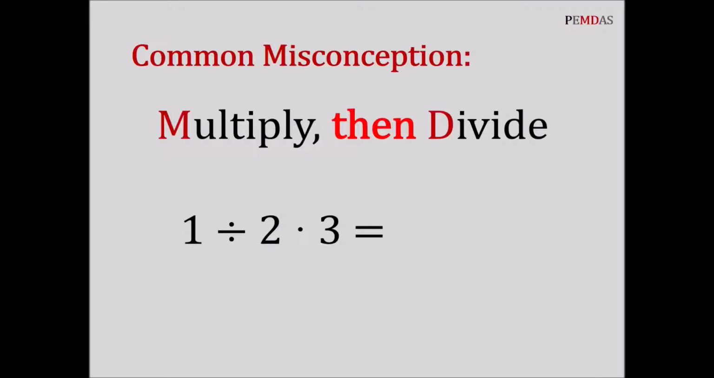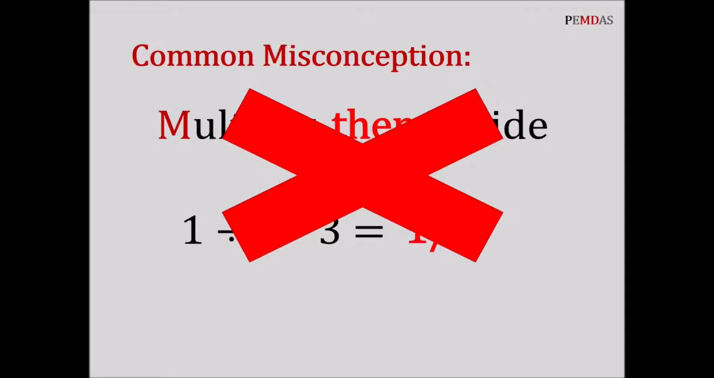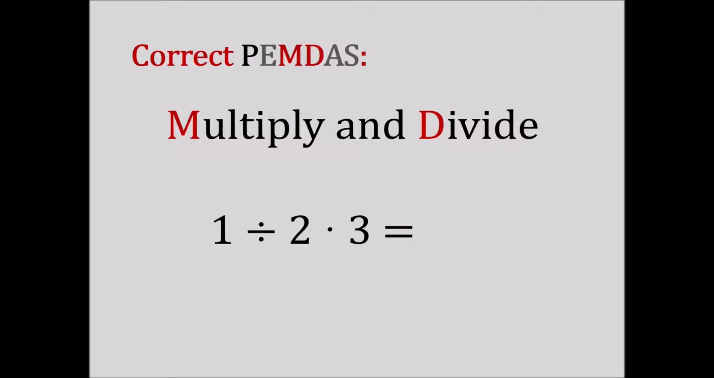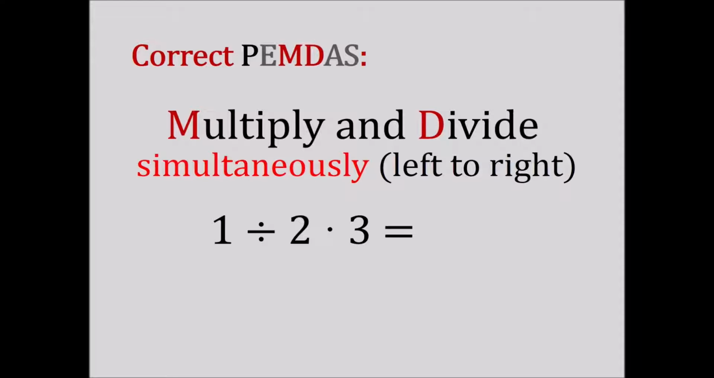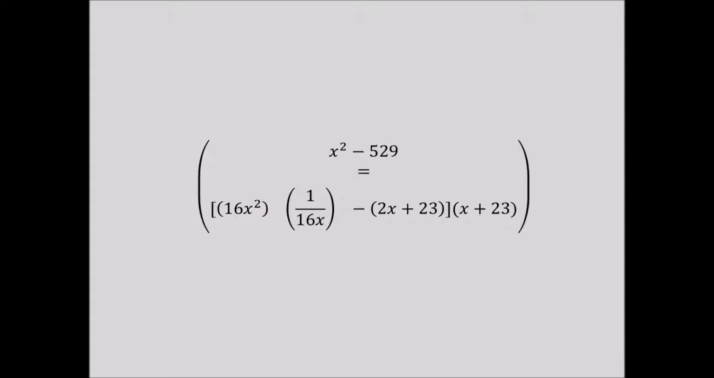Going to the next two letters, meaning multiply and divide, we'll clarify something here. Students always multiply, then divide, giving us an answer of 1/6 in this example, which is totally wrong, at least with the PEMDAS believers. The correct way to do it is to multiply and divide simultaneously from left to right, giving us the correct answer of 3/2. Going back to the equation, we will rewrite this like so.